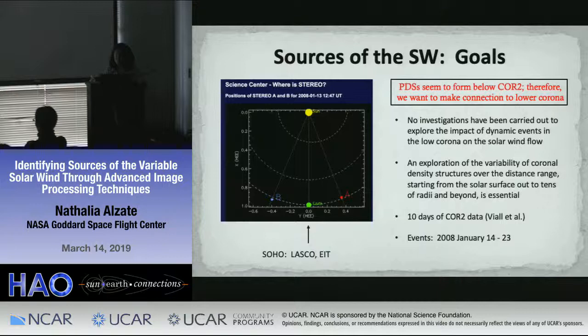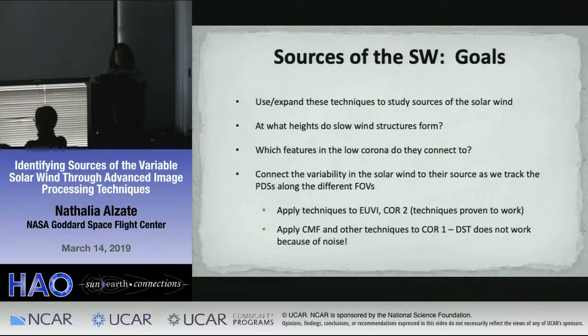We hope to answer questions like these. Basically, at what heights do slow wind structures form? Which features in the low corona do they connect to? And any variability that we may find. How much of what we're seeing low in the corona is the same that Nikki saw high up in the corona and in situ?